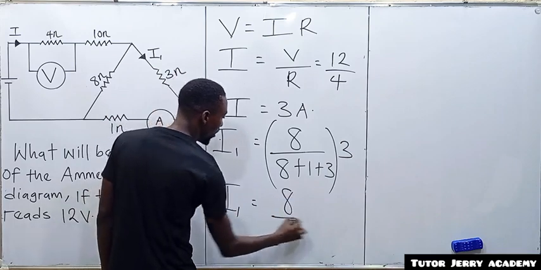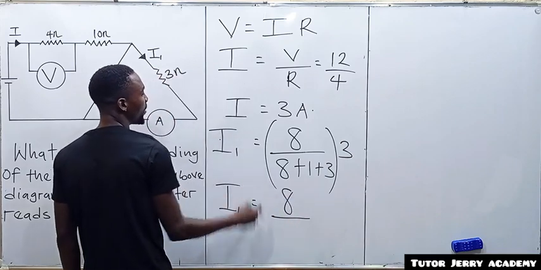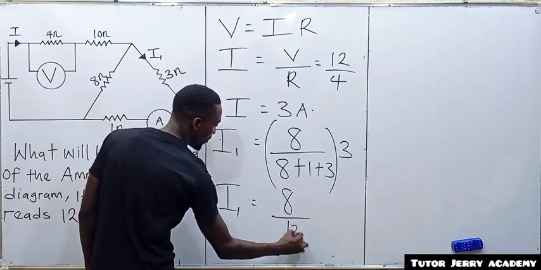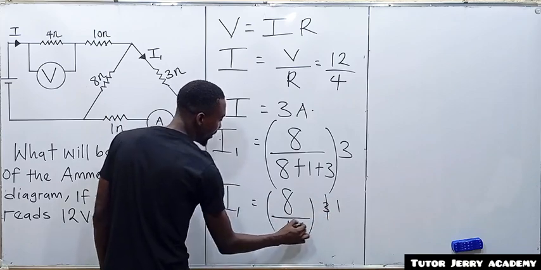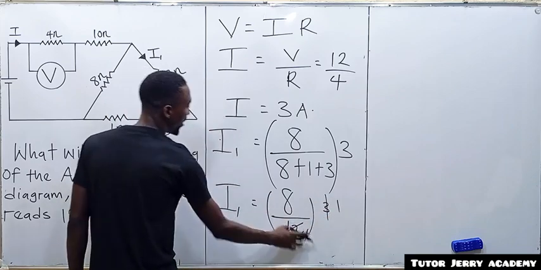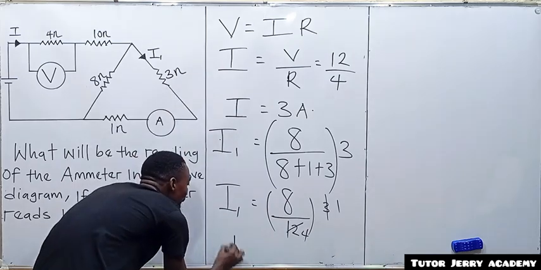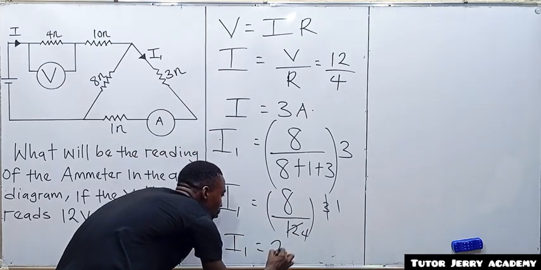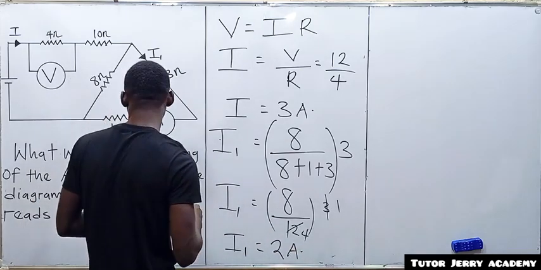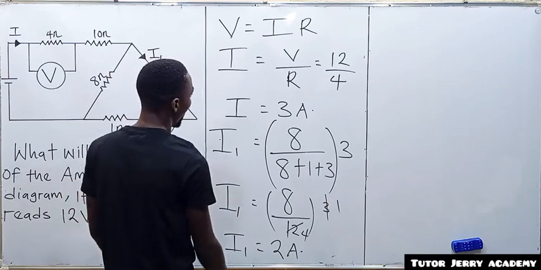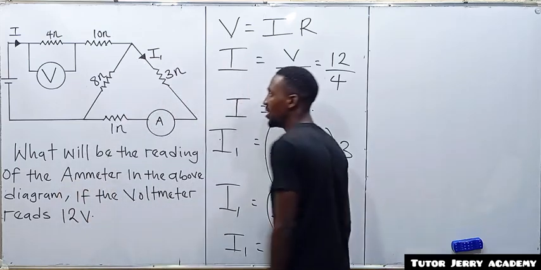So I1 will be equal to 8 over 12, since 4 plus 8 is 12, then multiplied by 3. The 3 here and the 12 here simplify: 12 divided by 3 is 4, and 8 divided by 4 is 2. So I1 will be equal to 2 amperes. So this shows that the reading of the ammeter is 2 amperes. I hope you understand this clearly.